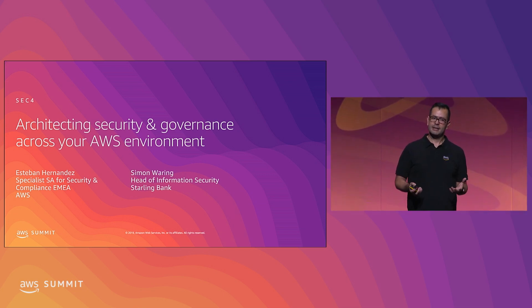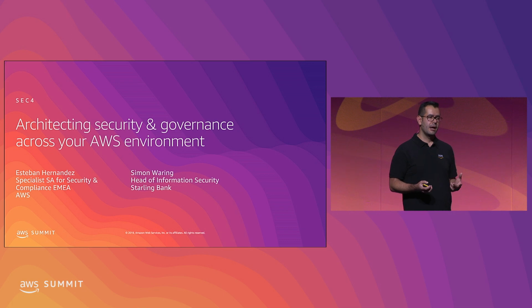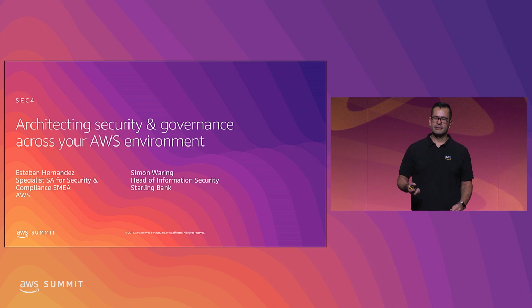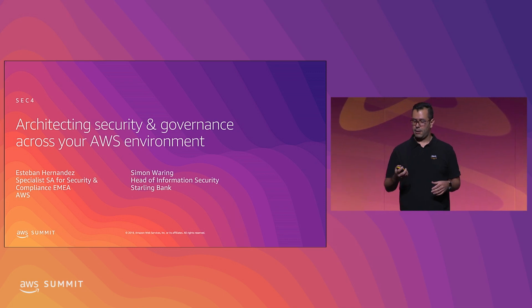My name is Esteban Hernandez, and I'm a specialist solutions architect working in the security and compliance space, covering EMEA. I will be joined here today on stage by Simon Waring. He's the head of information security for Starling Bank, who will be sharing their journey in securing their AWS environment.